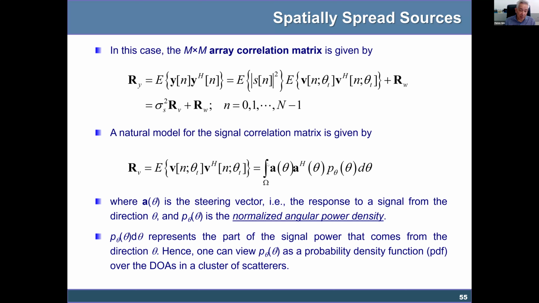So you sum, I mean, you can read this integral as a sum. So you sum all the contributions from different angles. If the source is continuously distributed in angle, instead of a sum, you have an integral. So this is called normalized angular power density, but it's a sort of probability density function. But instead of describing the distribution of the probability, it describes the distribution of the power in angle.